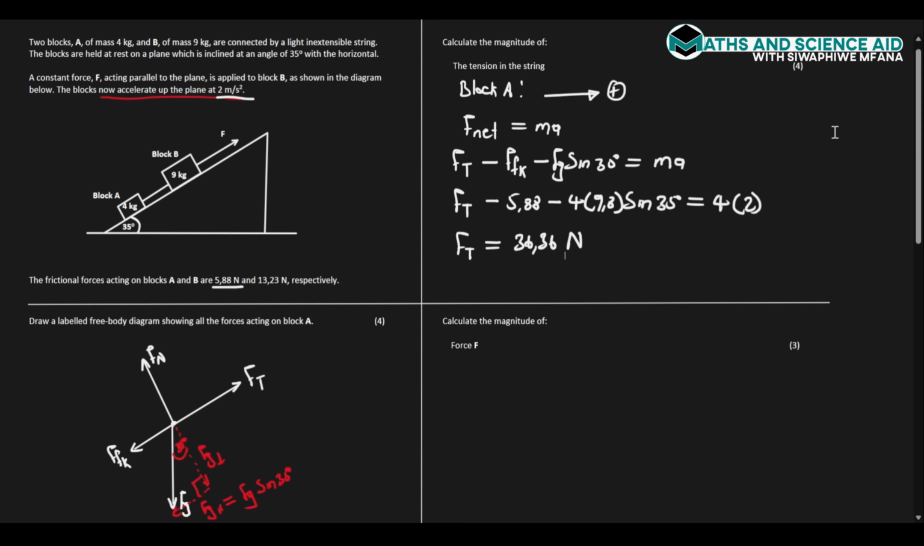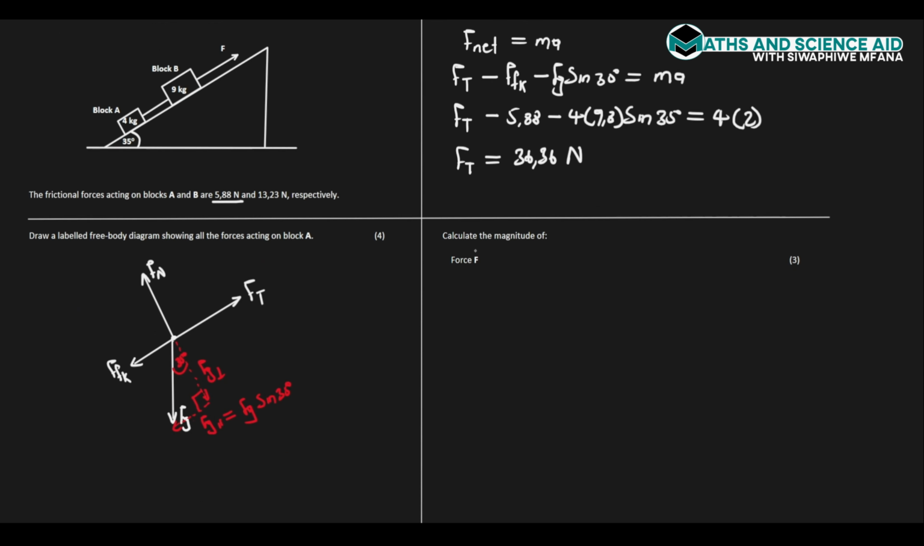Okay, so now the next question says calculate the magnitude of force F. So force F is obviously that applied force. And again, we are going to be able to do that by applying Newton's second law of motion. But this time around, since that force is specifically acting on block B, we must focus on block B. And we are still taking the same direction as our positive direction. We need to apply Newton's second law of motion once again.